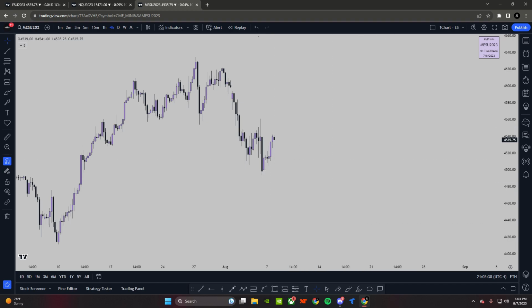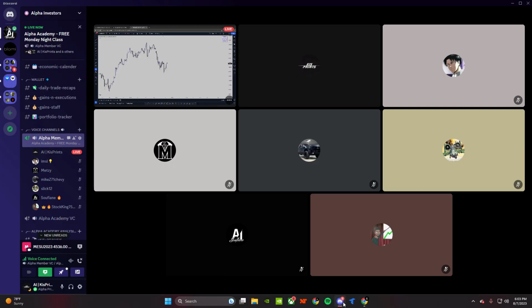And we're going to go over power of 3, which, I mean, everyone is familiar with, but we're going to be going over how to use power of 3, the manipulation portion. How do we use that? We're going to be going over that. How do we use that to really calculate how far price can move?